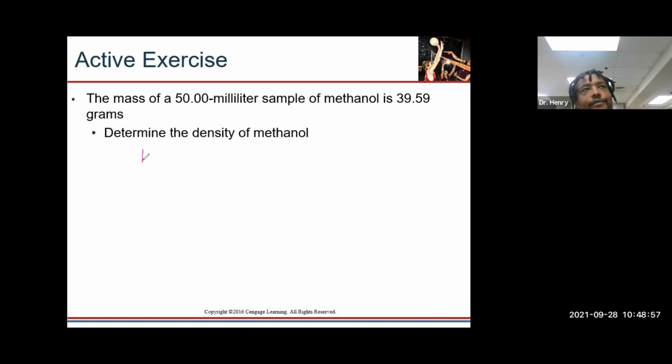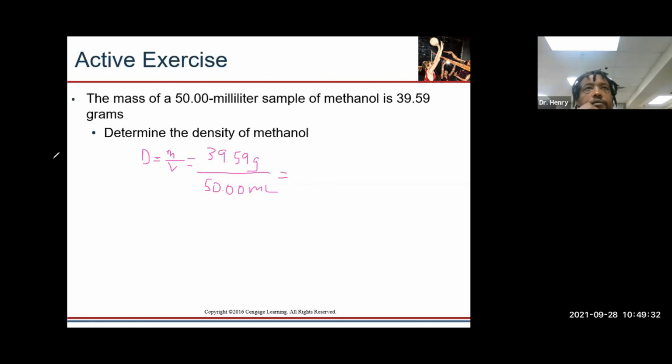So the density is equal to mass over volume. So if the mass is 39.59 grams, then the volume is 50.00 milliliters. We have four significant figures for both. So my answer should also end up with 4 significant figures.